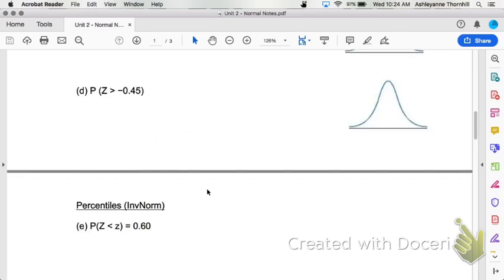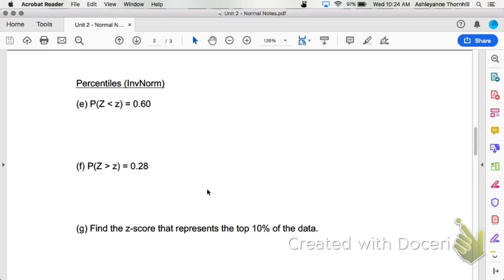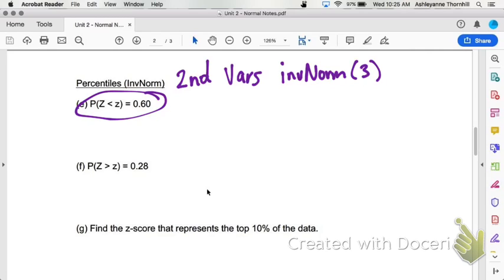Okay, I'm going to skip D because I'm confident in that. Now, if it asked you for a percentile, you're going to use what we say is inverse norm. So for area under the curve, normal CDF. For percentiles, it is inverse norm, which is second vars, and then I think it's option 3, inverse norm. So what this is asking me is what z-score is at the 60th percentile. So the 60th is right here. So basically, what is that z-score?